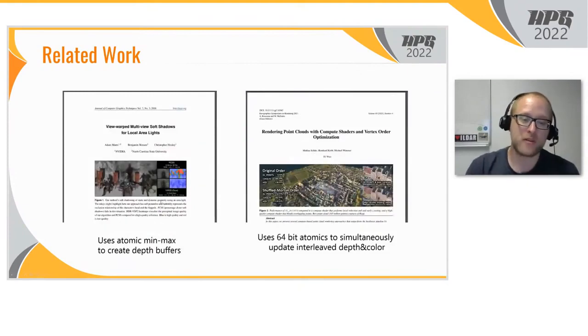Mars et al., they used atomic min-max operations to reproject depth buffers to multiple views. And they were using 32-bit atomic min or max operations. And with 32-bit, this was enough for depth values, but it wasn't enough to atomically update the depth and the color buffer. In our previous work about rendering point clouds with compute shaders and vertex order optimization, we then used 64-bit atomics to simultaneously update an interleaved depth and color buffer. So we just encode both the depth and the color value into a single 64-bit integer, and then use atomic min to find the point of the smallest depth value.